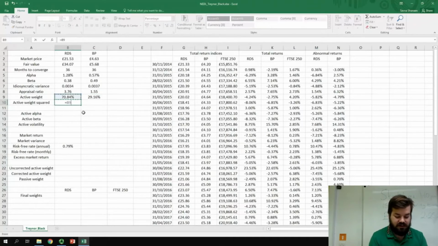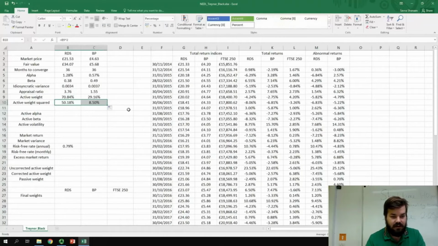Now we need to square those active weights. This is just a simple technique that we will use to calculate some indicators later on. The main conclusion is that if we dedicate some fraction of our portfolio to an actively managed strategy, a strategy that seeks to pick undervalued stocks and thus beat the market, those are the proportions of the capital that we need to dedicate towards each of those two stocks.